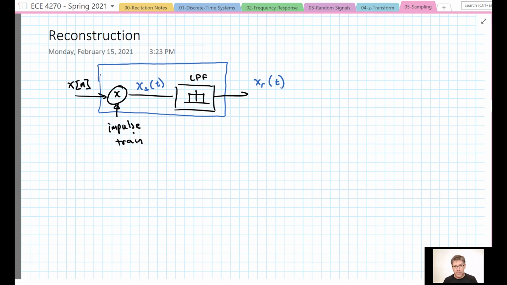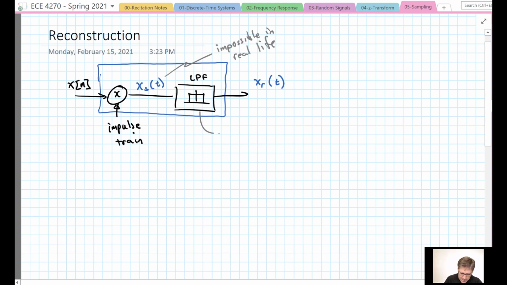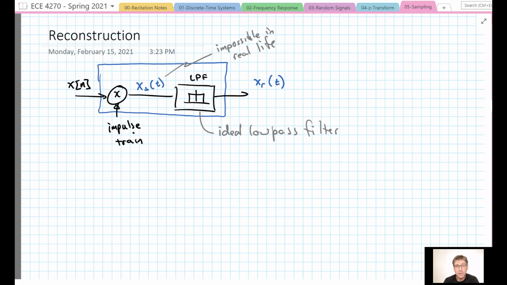There are a few problems with this that the astute might notice. The first is that XS, as we've talked about before, is impossible in real life. And this is an ideal low-pass filter. And an ideal low-pass filter has an impulse response that is the inverse DTFT, or the inverse Fourier transform, I guess in this case, of a box, which is going to be a sinc function, which is infinite in both directions. So also impossible in real life.